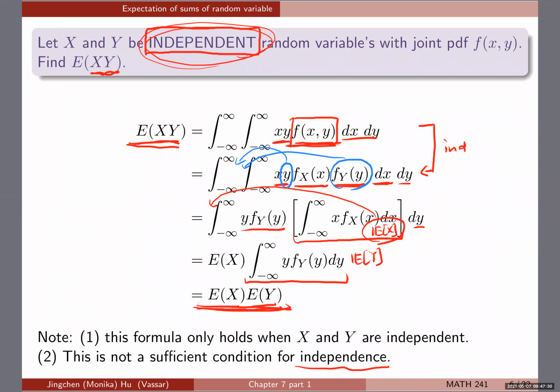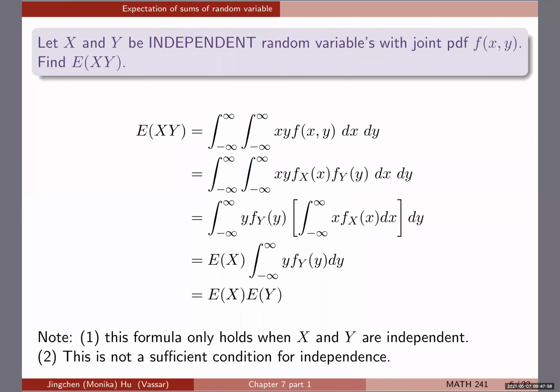The way to show is, if you remember, if you're given the joint of x and y, you need to integrate out one of them to get the marginal of the other one, and then you do that vice versa, and then you check if the product of the marginal PDFs is the joint PDF, and that is the way to show independence, not through expectation, okay? But if you do know that they're independent, then you have this handy result that the expectation of the product is the product of the expectation.